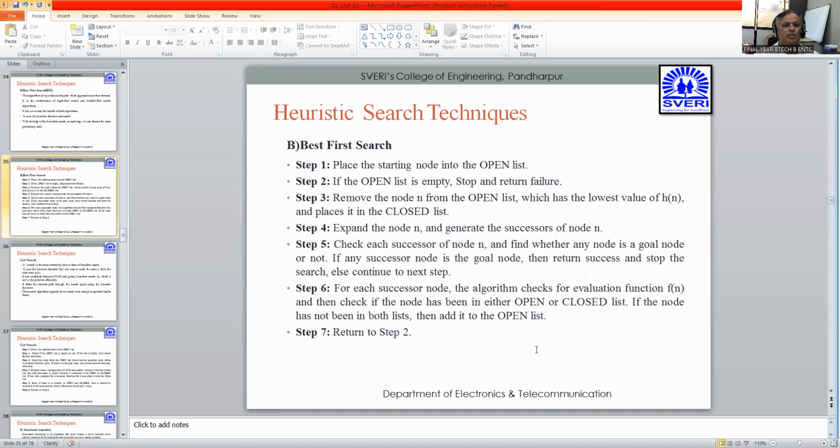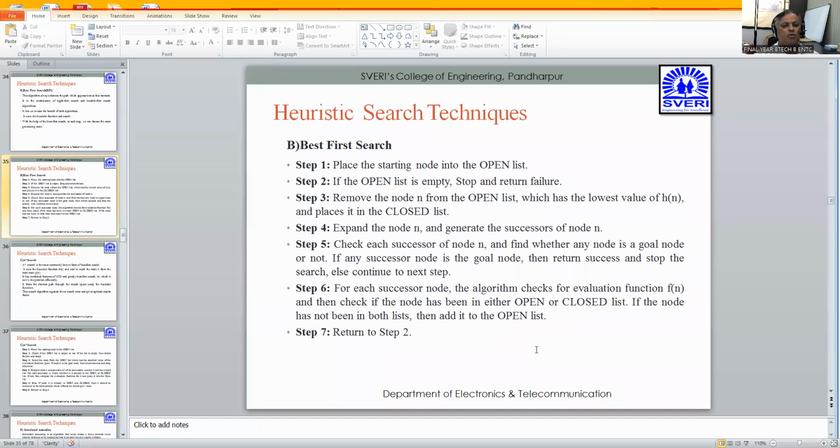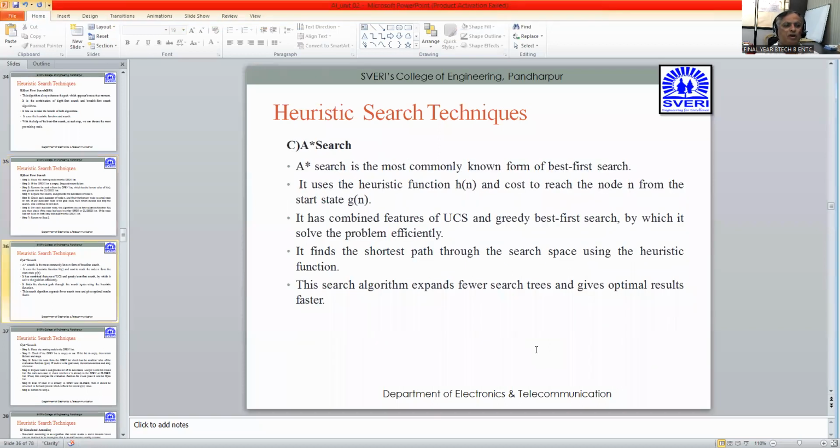Here there are two types of lists, open list and closed list. If the open list is empty, it will stop and return failure. When a new or successor node is found, it is to be taken under the open list. If it is not found in the open list or closed list, at that time it will be added to the open list. So this is how the best first search algorithm will work out.